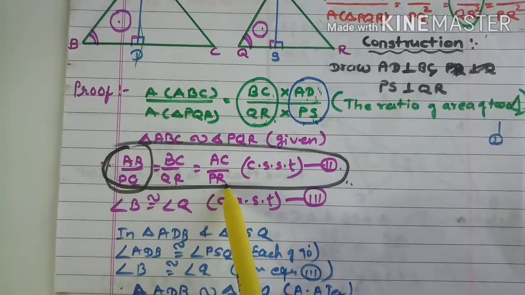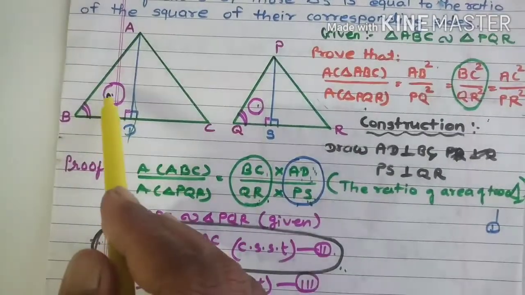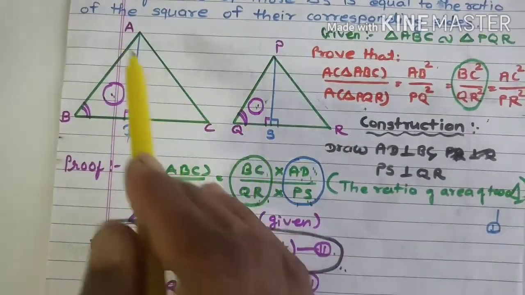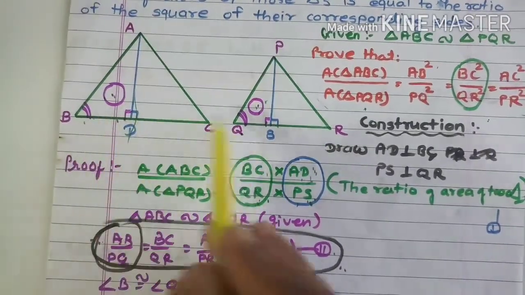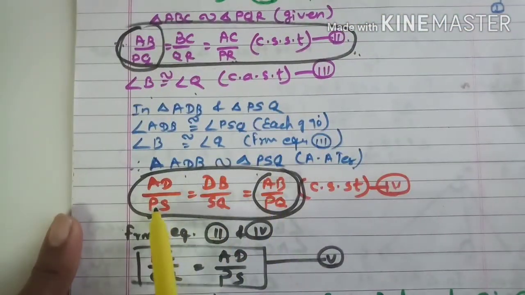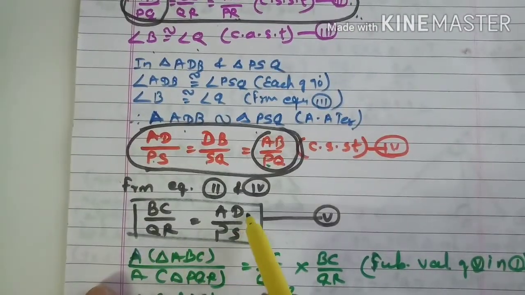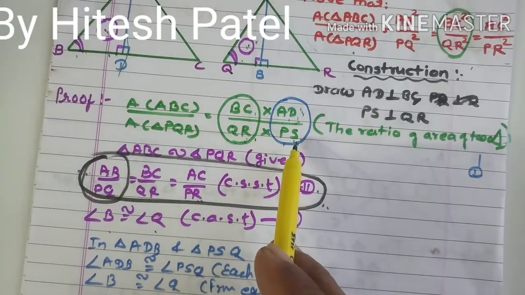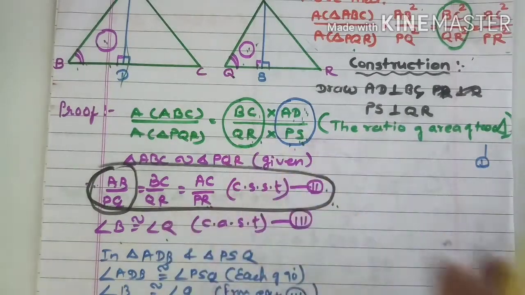The corresponding sides are in proportion. Angle B is equal to angle Q. From these two we can prove these two triangles similar, the smaller ones ADB and PSQ: 90-90 at D and S, and B and Q also congruent. So triangles are similar, then corresponding sides are proportional. Compare statements number 2 and 4: from 2 and 4 we can conclude that AD upon PS is equal to BC upon QR. Substitute the value in this. Instead of AD upon PS we can write BC upon QR, BC into BC is BC square, QR into QR is QR square. Okay.